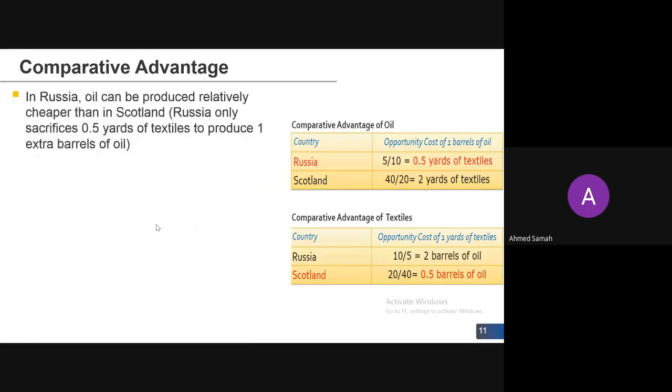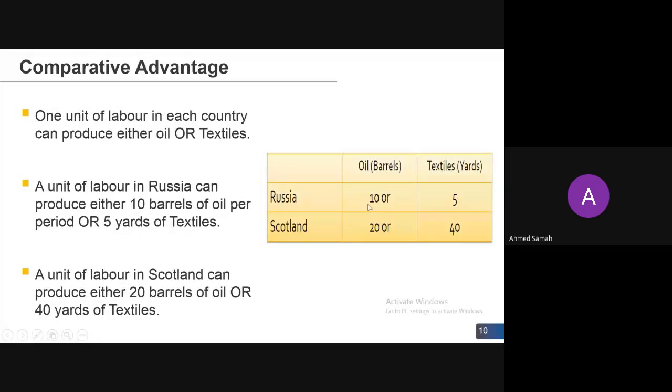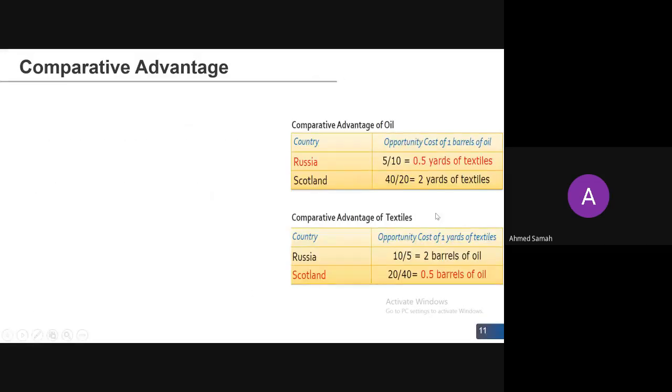So here we have calculated the opportunity cost of producing oil and also the opportunity cost of producing textiles. Here, in order to produce 10 oil barrels, you will have to let go of 5 textiles. In order to produce 20 oil barrels, you will have to let go of 40 yards of textiles. So to calculate the opportunity cost of 1 barrel, what you have to do is take the total number of textiles you can produce with all the labor you have divided by the total number of oil barrels you can produce with all the available labor.